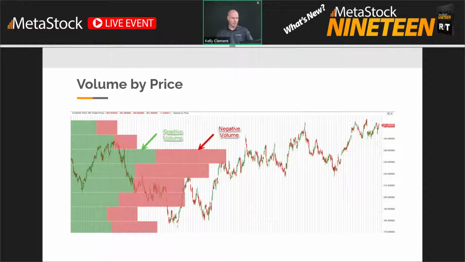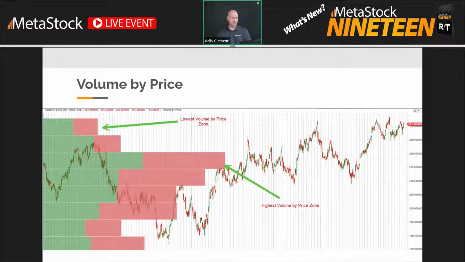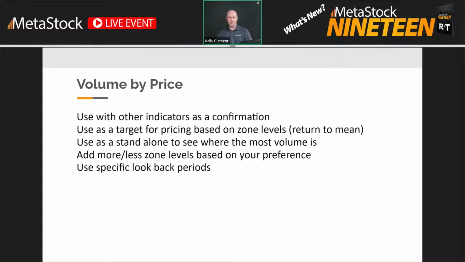So again, positive volume, negative. Positive volume obviously is the green, negative volume is the red. You can change those colors like we talked about. The tooltips show you everything you need to know about what you're looking at. And then you can see how it ranks, where the lowest volume is, where the highest volume is. And we already talked about how you can use it all.